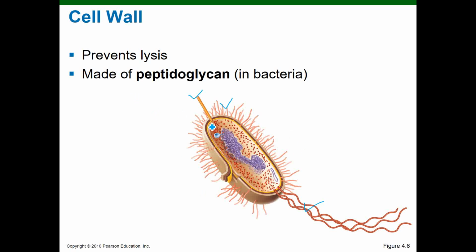Now moving our way in, we get to the cell wall. The function of a bacterial cell wall is to prevent lysis when it finds itself in an unfavorable environment, whether it's the stomach or outside of the body. The cell wall is crucial in helping prevent lysis. In bacteria, the cell wall is composed of peptidoglycan. All right, and we'll talk more about that in a second. It's the amount and arrangement of peptidoglycan that is the basis for Gram staining differences.